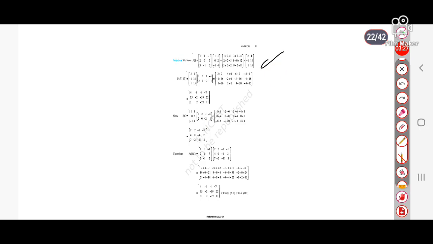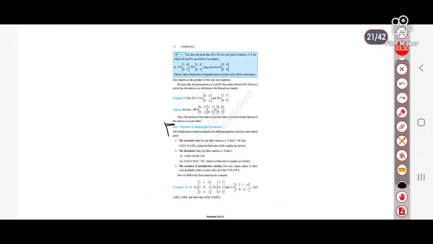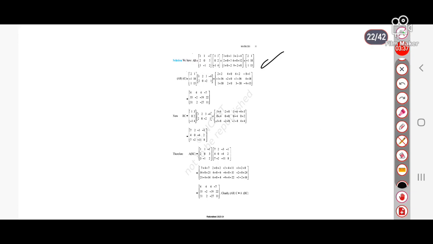Now, in the question we saw before, we need to find the value of A into BC and AB into C, and then show that they are both the same. So they are splitting the entire question part by part, so as to take the answers whenever needed in the last part, when we are proving that A into BC is equal to AB into C. What they found is the AB value. Now we are going to multiply it with C, the result AB being multiplied with the matrix C.